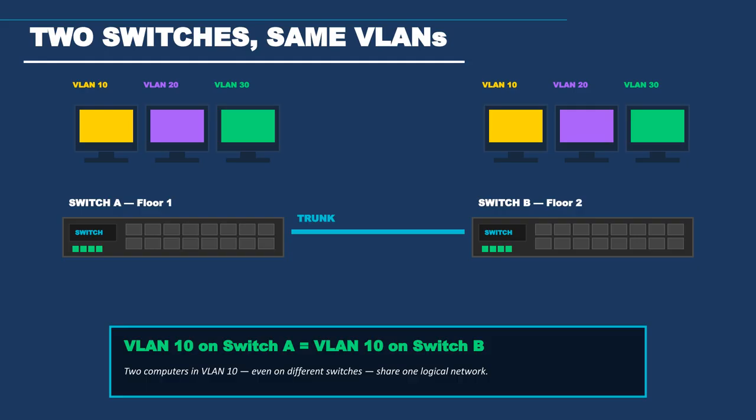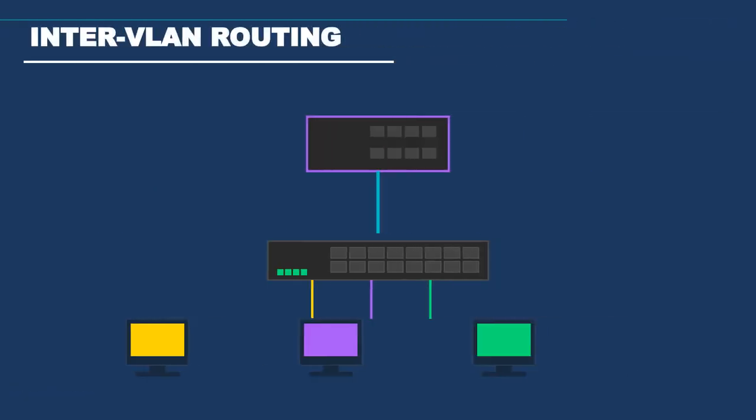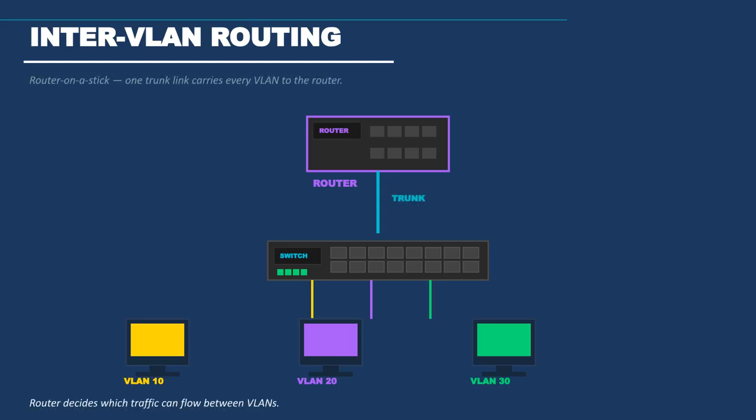When 2 switches share the same VLAN, such as VLAN 10 on switch A and switch B, the 2 computers on that VLAN share one logical network, even across different physical switches. By default, VLANs cannot talk to each other. A Layer 2 switch will block traffic between VLAN 10 and VLAN 20, for example, maintaining separation. To allow VLANs to communicate, you need inter-VLAN routing using a Layer 3 device, like a router or L3 switch. A common method is router on a stick.